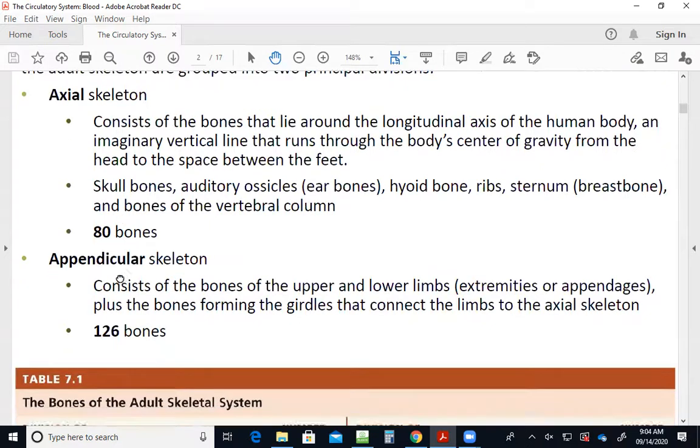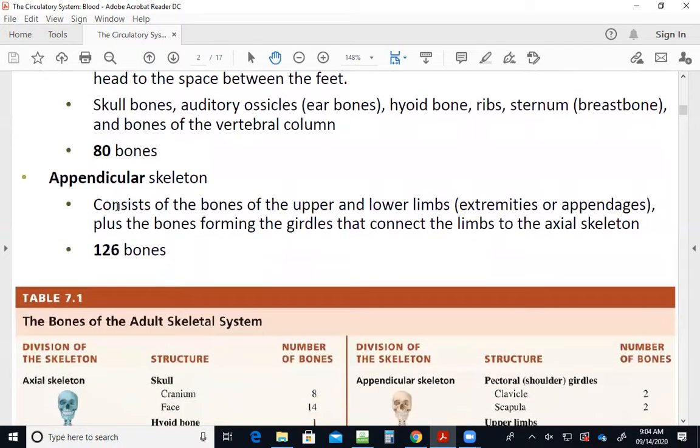This includes the skull bones, your auditory ossicles, which is a fancy word for your inner ear bones, or middle ear, I guess I should say, the hyoid bone in your throat, the 24 ribs, your sternum or breastbone, and the bones of your vertebral column.